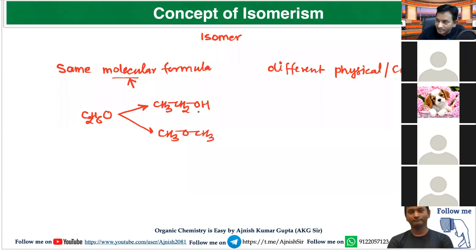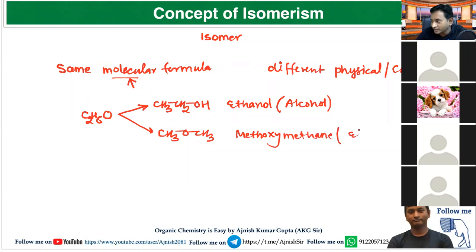When you carefully analyze, you will see that this is called ethanol. The functional group present in this compound is alcohol. Alcohols are those compounds in which the OH group is directly attached to an sp3 carbon. This is ethanol, and this compound is methoxymethane. This is the ether. Is it clear?